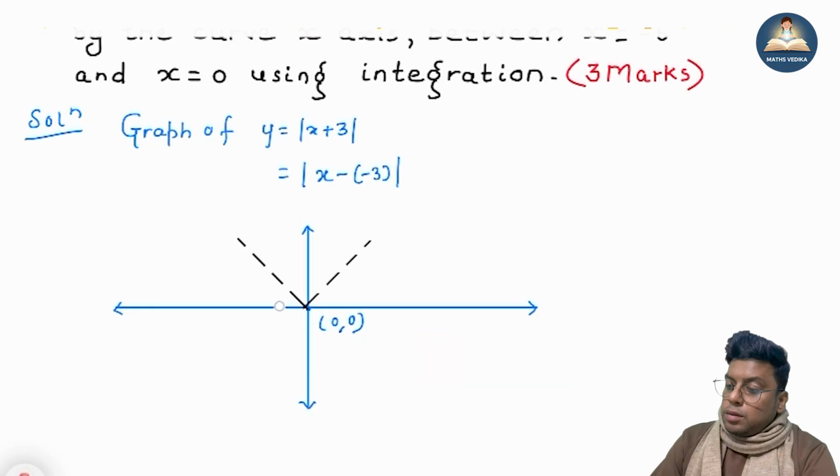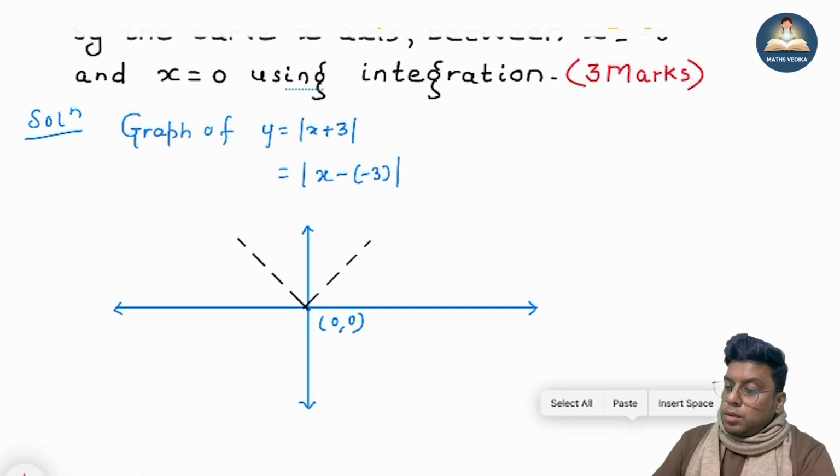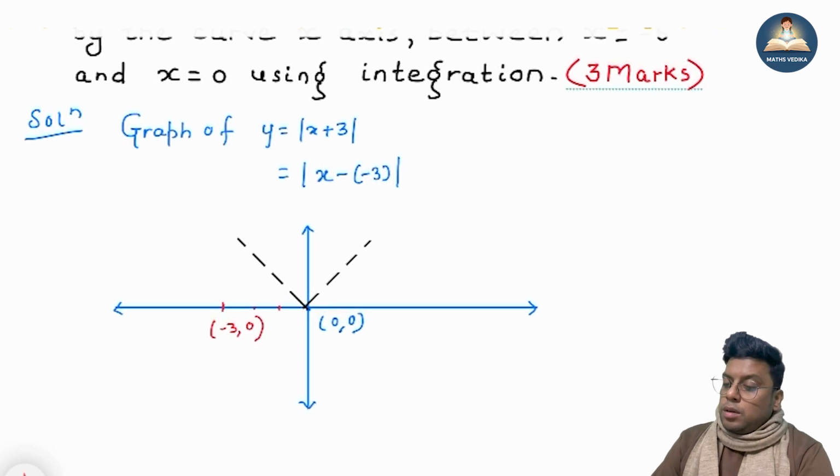So this is 1 unit, 2 units, and this is 3 units. So this will be the intersection of this graph y = |x + 3|. The intersection point will be (-3, 0).